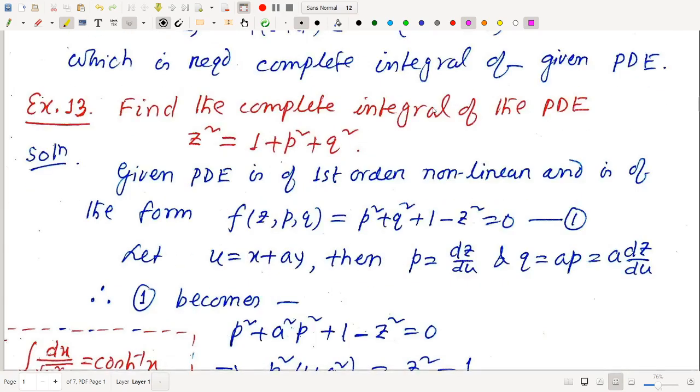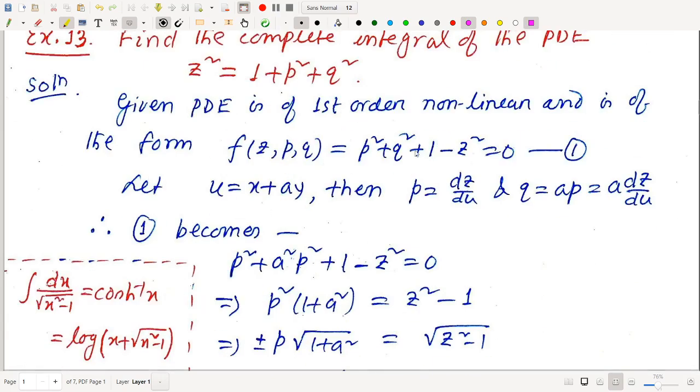Example number 13. Find a complete integral of the PDE z square equal to 1 plus p square plus q square. So this is also of first order nonlinear, and it is of the form f of z, p, q equal to 0. This time what I have done, z square is taken to the right side. In the previous one we had taken these things to the left side. This time we have taken z square to the right side. No matter, both ways can be done.